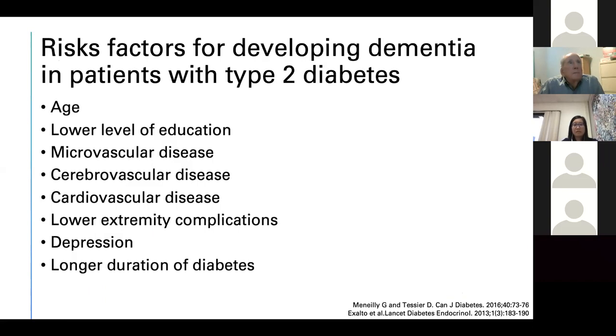In terms of risk factors for developing dementia in patients with type 2, age is particularly the biggest risk factor. And then Exalto and colleagues identified other risk factors, including a lower level of education, less than grade 12, presence of microvascular disease, cerebrovascular disease, cardiovascular disease, lower extremity complications such as diabetic foot ulcers, a history of depression, and longer duration of diabetes.